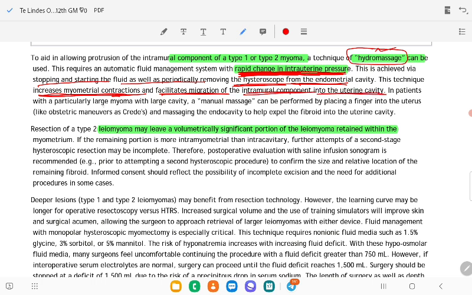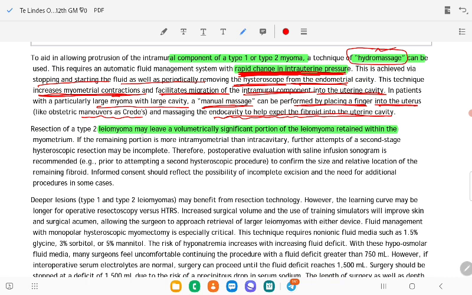In patients with a particularly large myoma or large cavity, manual massage can be performed by placing a finger into the uterus, like an obstetric maneuver. Massaging the endocavity helps expel the fibroid into the cavity. It is like the manual massage done for postpartum hemorrhage, placing the finger into the uterus to help expel the fibroid into the uterine cavity.